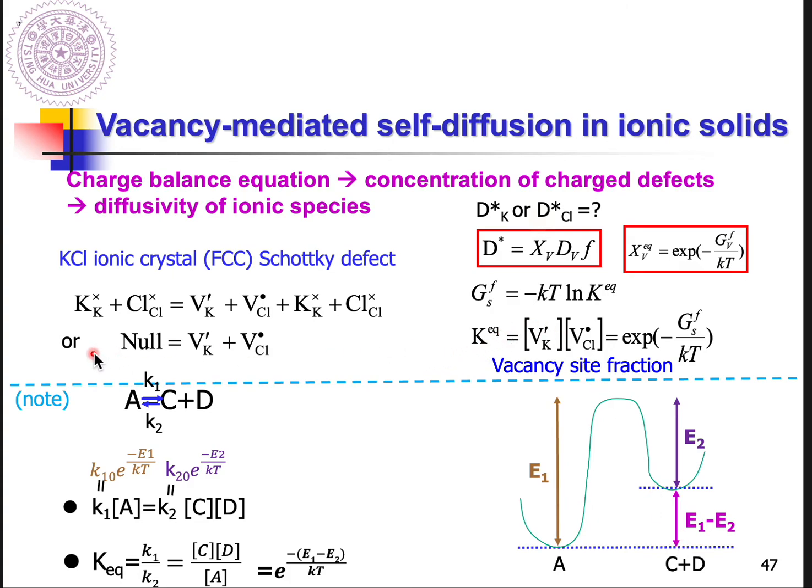So based on this equation, we can directly get the vacancy atomic fraction for V_K times the vacancy fraction for V_Cl equals the exponential of this relation. This equation explains the formation of the Schottky defect, so it will be the Schottky defect formation energy. Okay.